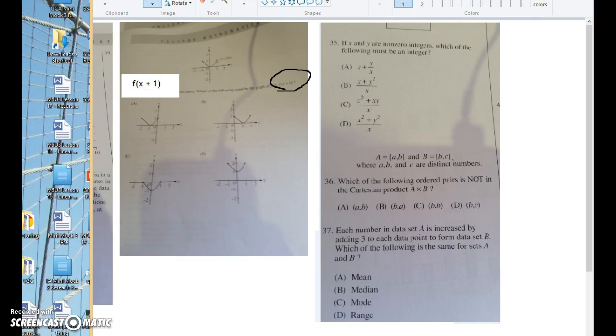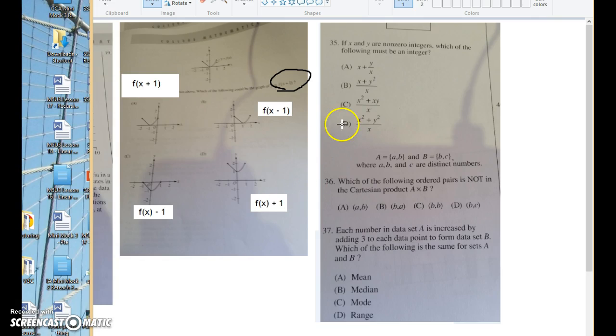So I'll just write out the other changes for you. Okay, so I wrote out the other changes for you, and I know this might not seem like the easiest thing in the world, but it's just something you have to remember. A plus on the inside means you're moving to the left. A minus on the inside means you're moving to the right. A minus on the outside means you're moving down, and a plus on the outside means you're moving up.